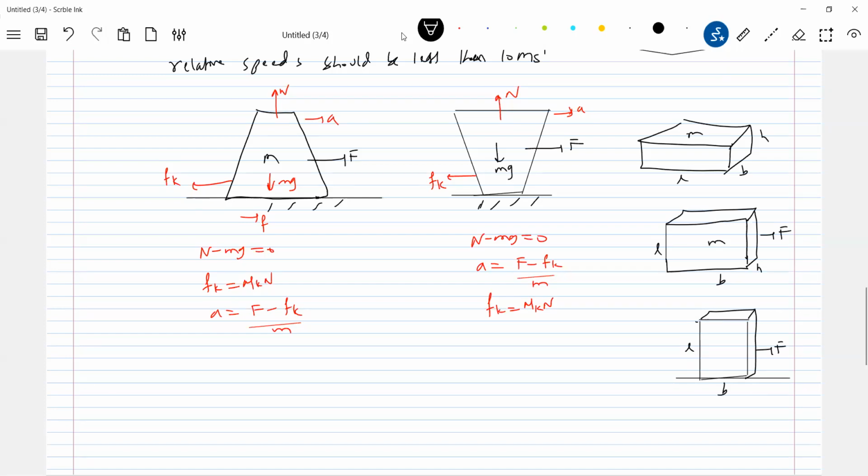Sir, here the force we applied is greater than limiting friction, right? Yes.